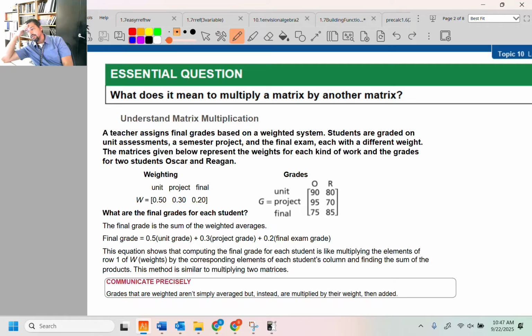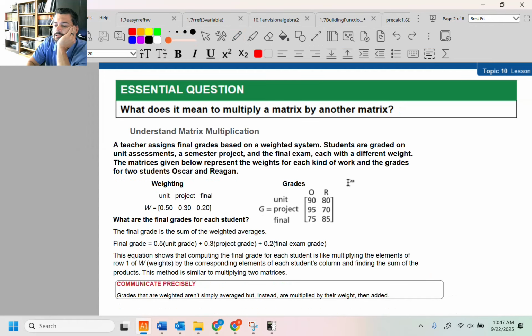Now, if I want to know Oscar's grade, I would have to use this weighting percentile over here. So let's do Oscar's grade. Okay. Oscar made a 90. The weighting over here on that is going to be 0.5, so we're going to keep 50% of that. He made a 95, and the weighting over there is 3/10, so we're going to multiply by 3/10. And he made a 75 on his final, and the weighting is 2/10. So we crank out the math behind the scenes. Half of 90 is 45.